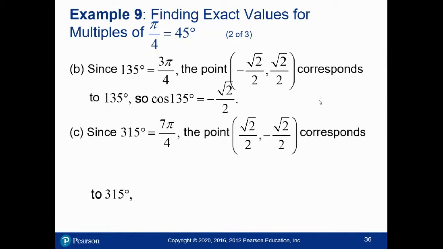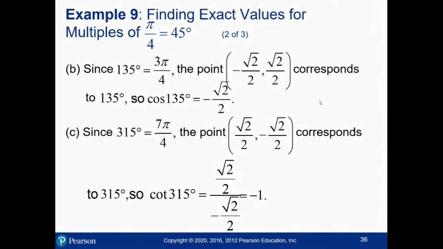315 degrees is 7 pi over 4. X is positive root 2 over 2. Y is negative root 2 over 2. We were asked for the cotangent, so we take the ratio of x over y and get negative 1.